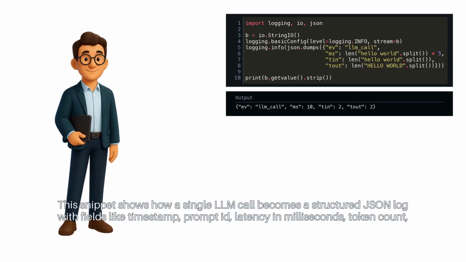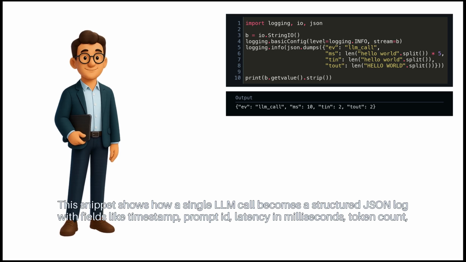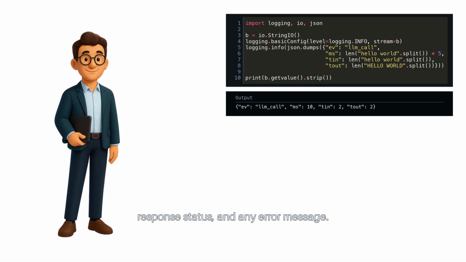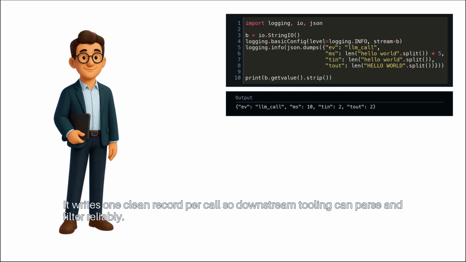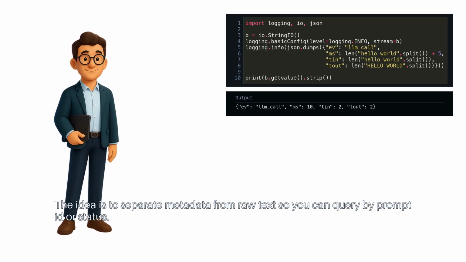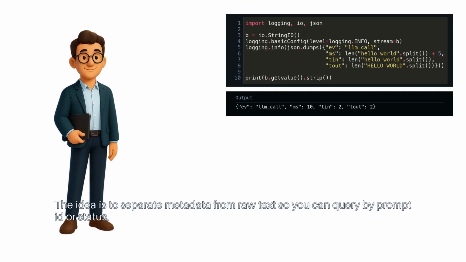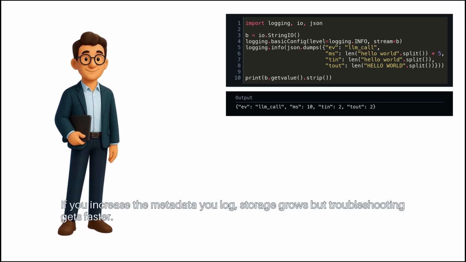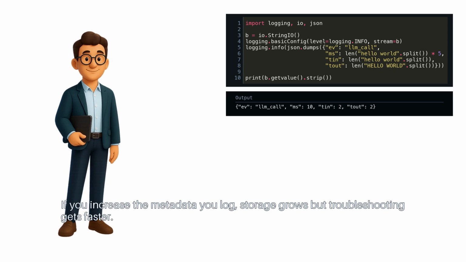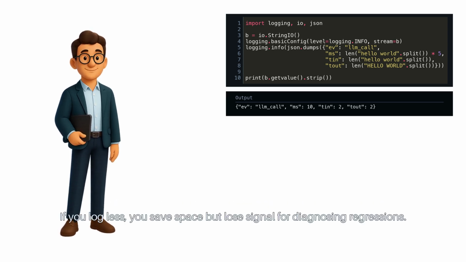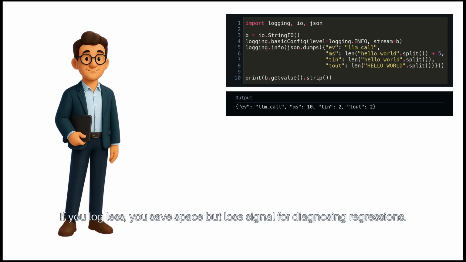This snippet shows how a single LLM call becomes a structured JSON log with fields like timestamp, prompt ID, latency in milliseconds, token count, response status, and any error message. It writes one clean record per call, so downstream tooling can parse and filter reliably. The idea is to separate metadata from raw text so you can query by prompt ID or status. If you increase the metadata you log, storage grows, but troubleshooting gets faster. If you log less, you save space but lose signal for diagnosing regressions.